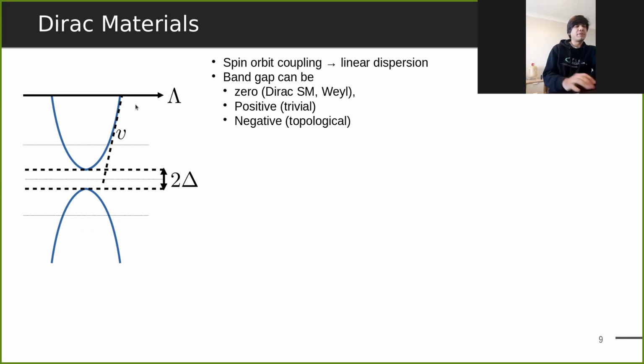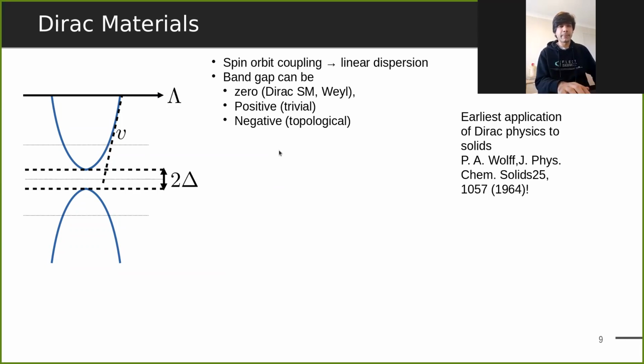This linear dispersion comes about because of spin-orbit coupling, and this gap can be zero, for example, in Dirac semimetals and Weyl semimetals. It can be positive in a topologically trivial Dirac insulator. It can also be negative in topological insulators.